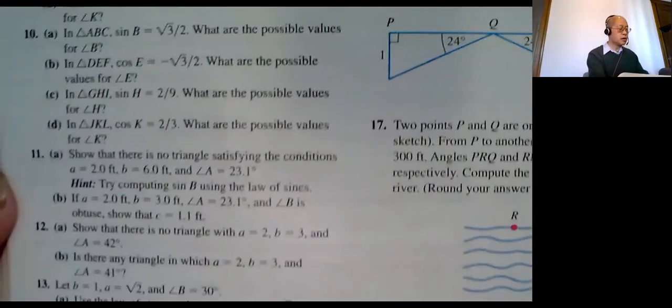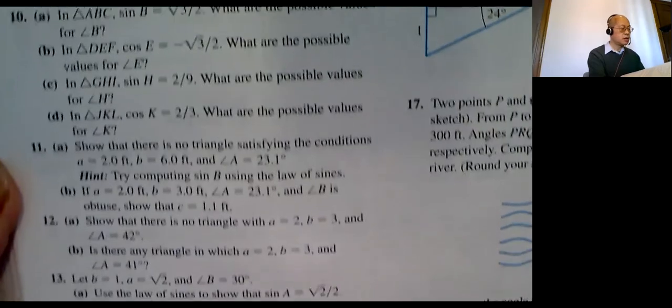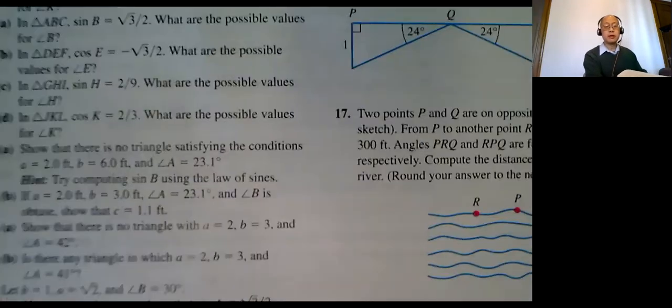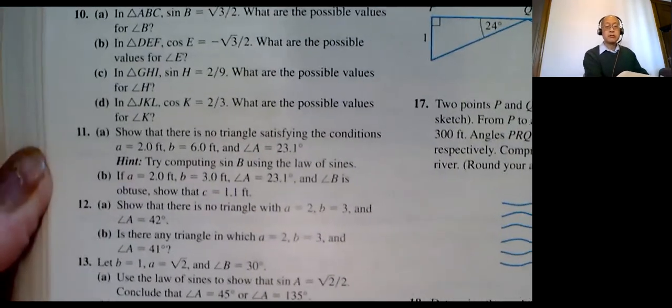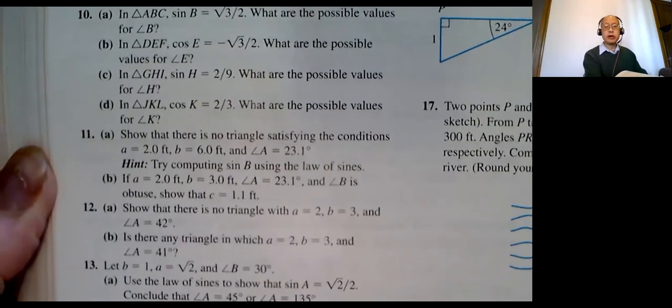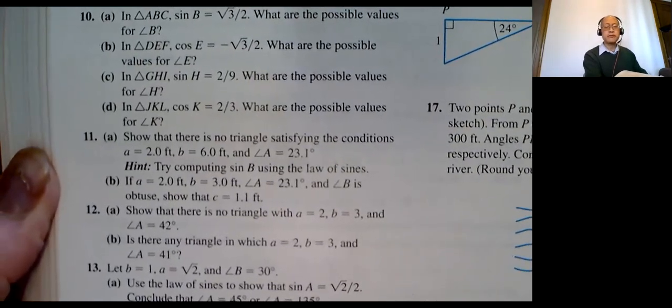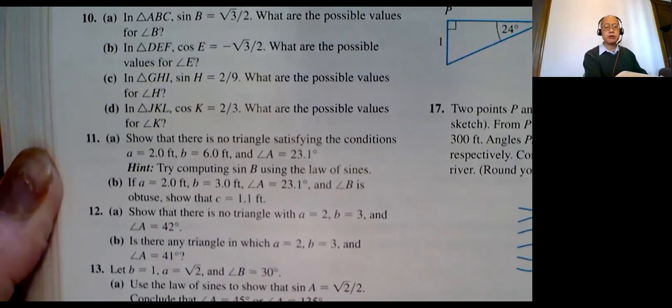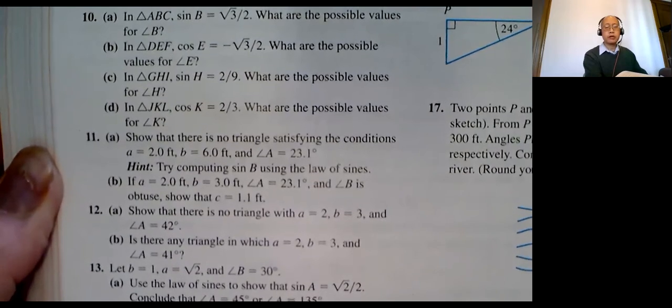Number 13 is a little bit funnier question. I'm sorry, 11. Let me do 11 first. Show that there is no triangle satisfying the conditions: a is 2.0 feet, b is 6.0 feet, angle A is 23.1 degrees. So they're saying no such triangle exists. How do you do that?